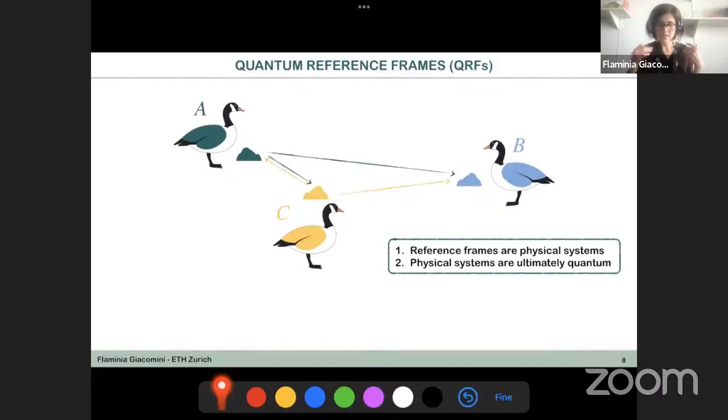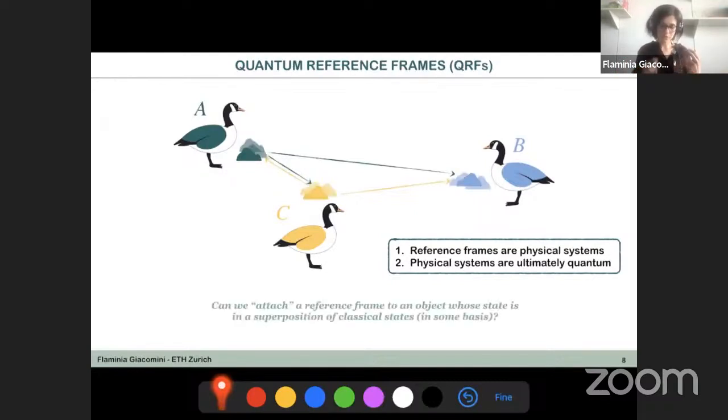Now, let's add some other elements. So whenever we make an observation, we always take as reference a physical system. So for instance, if I want to measure a distance, I take a ruler, I put it on some physical system that is the origin, and I count how many ticks of the ruler are until the object that I want to measure. And I also use physical objects. I use a ruler that is actually a physical system. But we also know that physical systems are ultimately quantum systems.